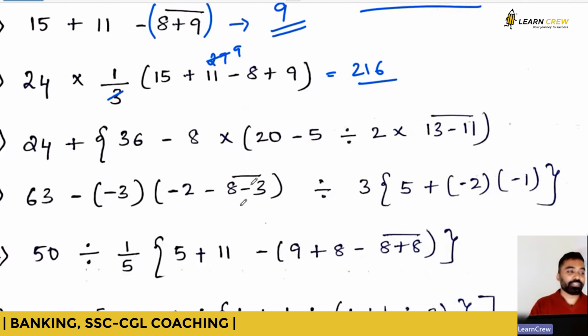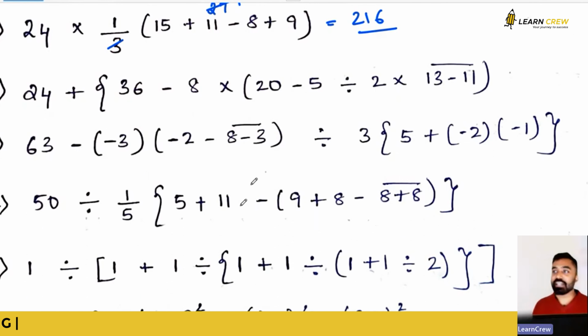Okay, next one, 10th one, quick. Now there are multiple brackets. There is a vinculum. Let's see who gets it first. I should keep a timer, only 20 seconds for each question, not more than that. First you need to solve the vinculum. 52, sir.